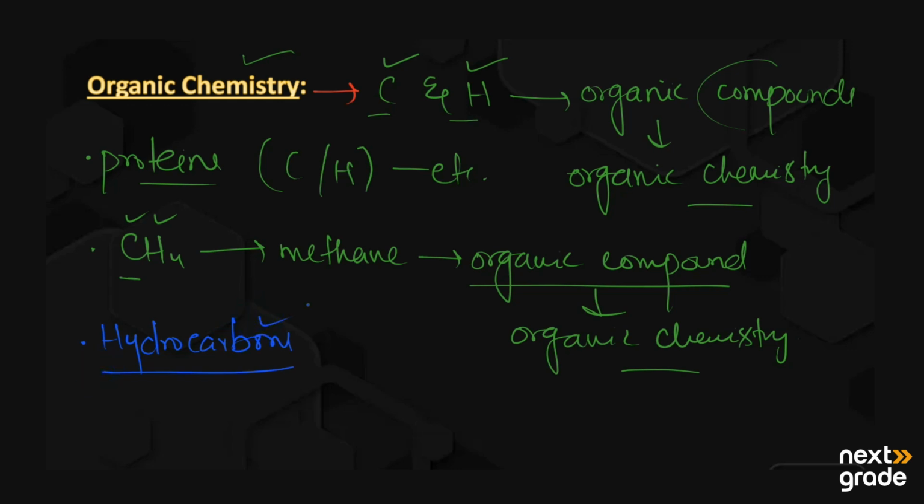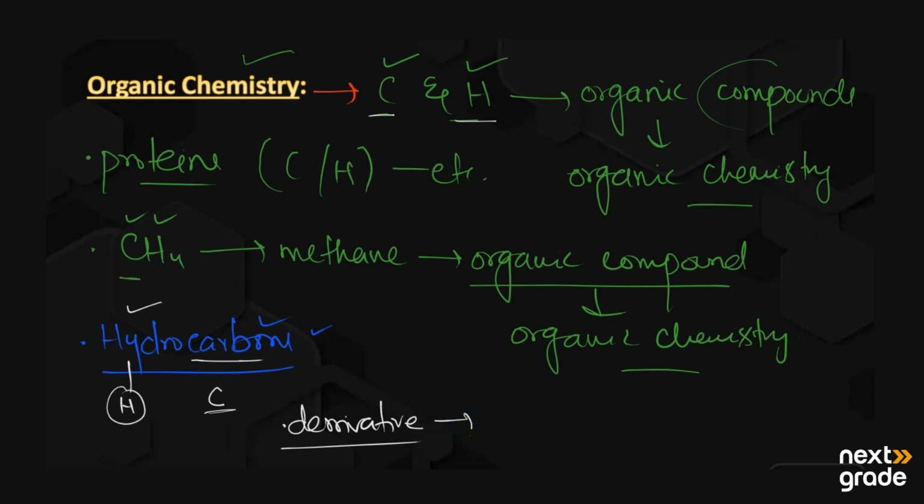Basically, in organic compounds, we will study the hydrocarbons. Hydrocarbons means the compounds containing hydrogen as well as carbon. Hydro means hydrogen and carbon means carbon. So the study of hydrocarbons, the study of organic compounds, is the study of compounds containing carbon and hydrogen and their derivatives. What do we mean by derivatives?